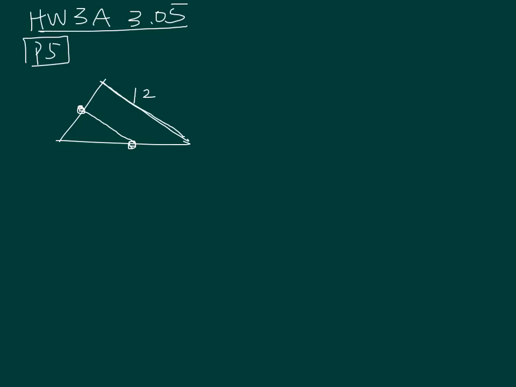10, 18, 19? So instead of having 12, what would be the length of the midline if this line is 10? What would happen if it's 18? What would happen if it's 19? That's number 5. Number 6, a kite has diagonals with lengths 5 and 9.